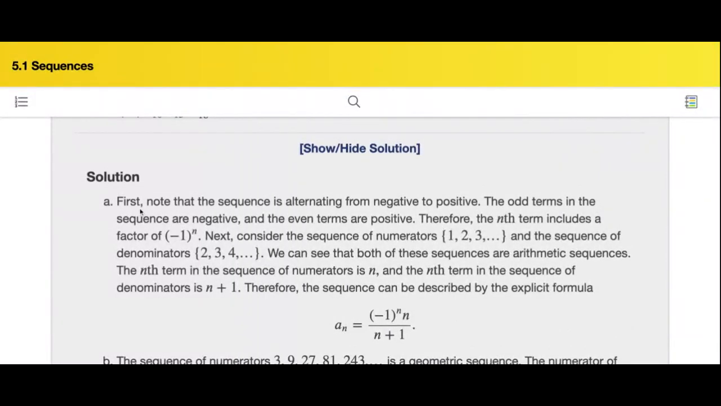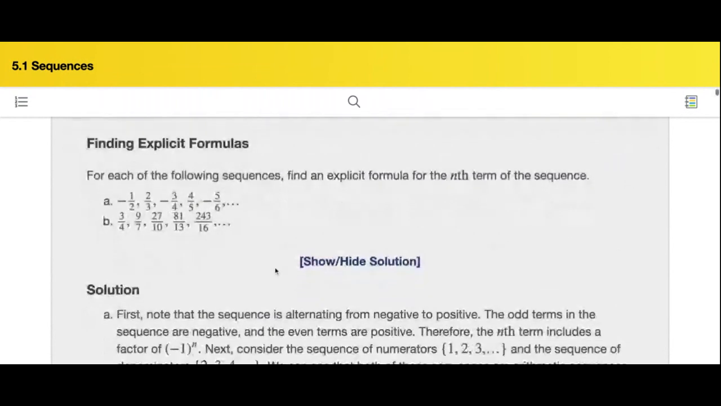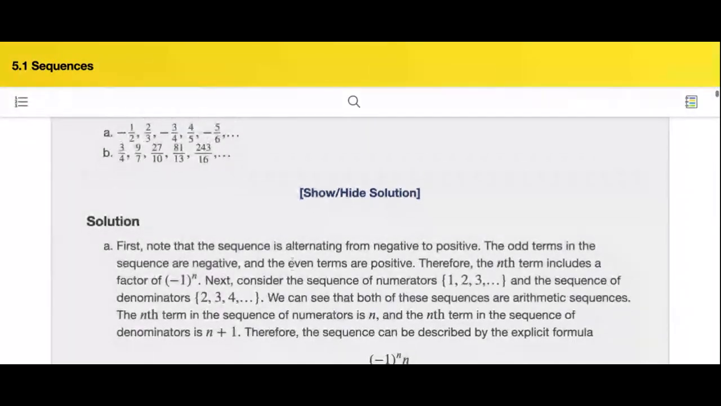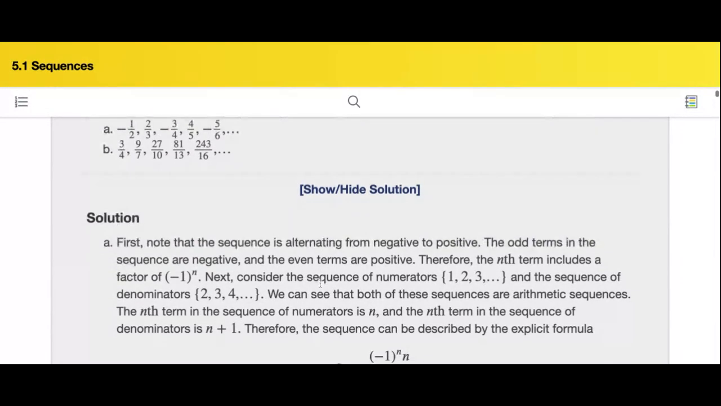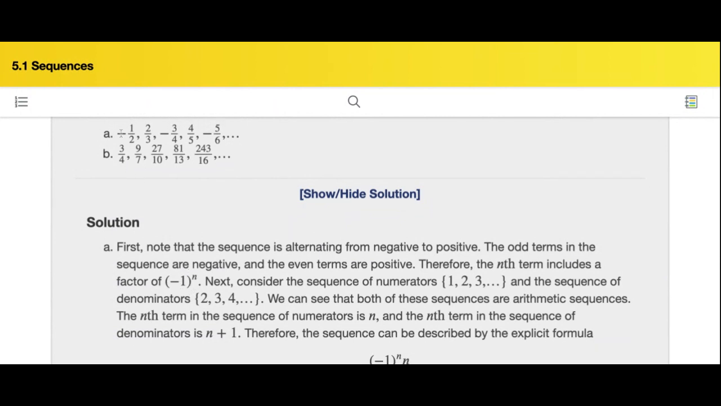Let's see, I'm going to just read this. First, note the sequence is alternating from negative to positive. Yes, right? Negative, positive, negative, positive. The odd terms in the sequence are negative. Even terms are positive. So the first term, third term, seventh term are negative. Therefore, the nth term includes a factor of -1 raised to n. Right? Because for the first term, -1 raised to 1, we get negative.